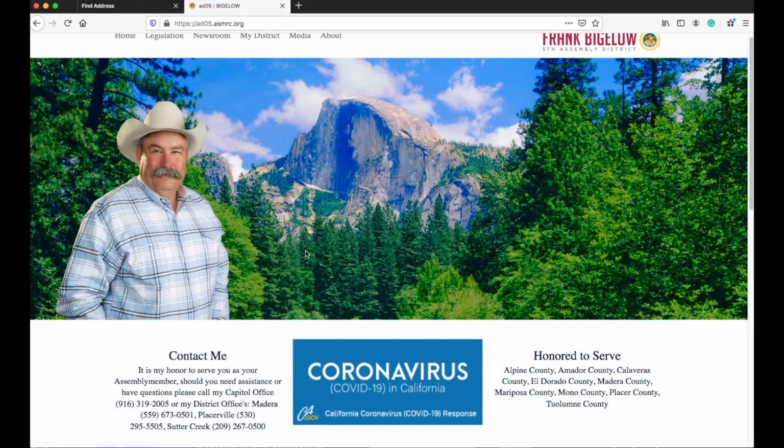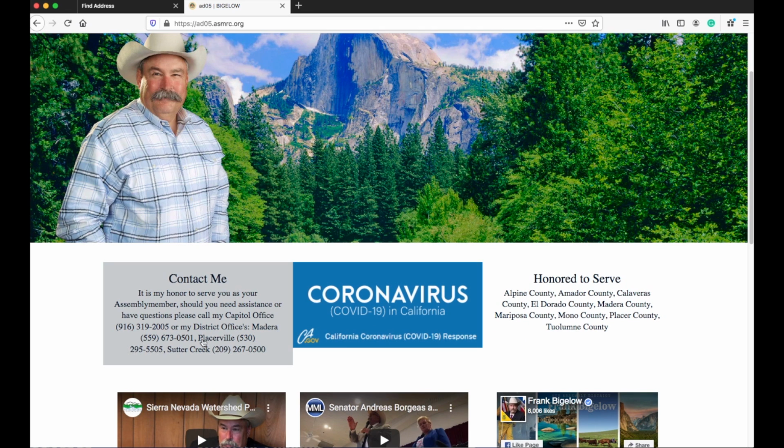But they also have some really important information about how to get a hold of them, contact information. Now, this is really critical if you're going to get involved in advocacy, because you need to be able to contact them both at the district level as well as at the capitol level. You need to have the phone numbers and the mailing addresses of both of these offices so that you can interact with them both on a more local level at the district office as well as at the state capitol in Sacramento, at their capitol office.